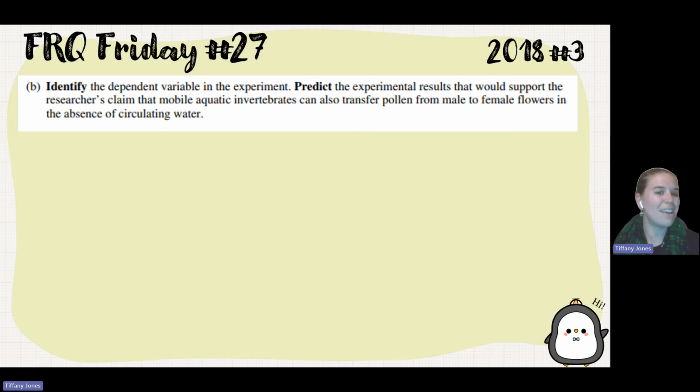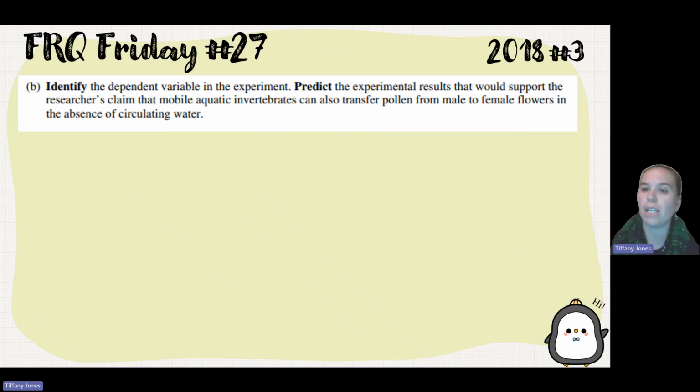So part B: identify the dependent variable in the experiment, and predict the possible experimental results that would support the researchers' claim that mobile aquatic invertebrates can also transfer pollen from male to female flowers in the absence of circulating water. My dependent variable is going to be looking at these pollen grains, and so I'm going to determine the amount of pollination taking place. Are there more pollen grains in there? How much pollination is taking place?